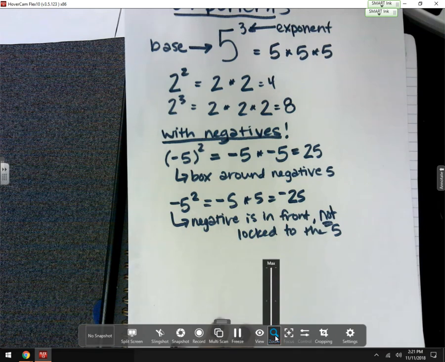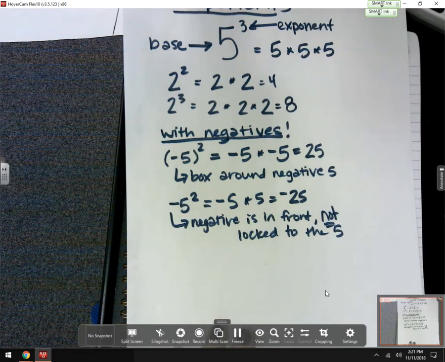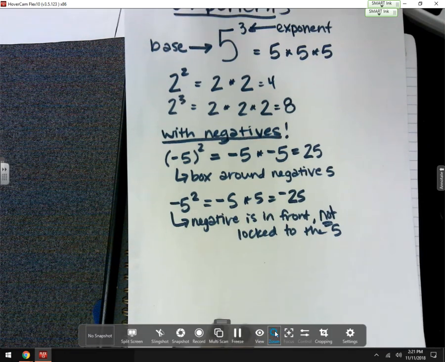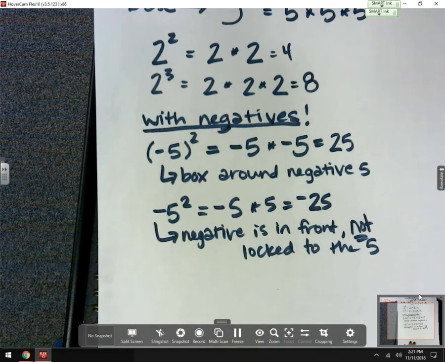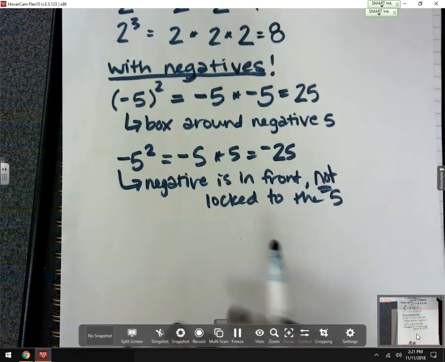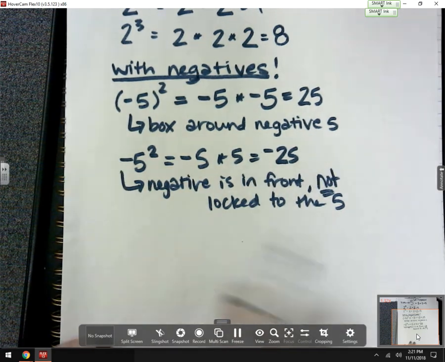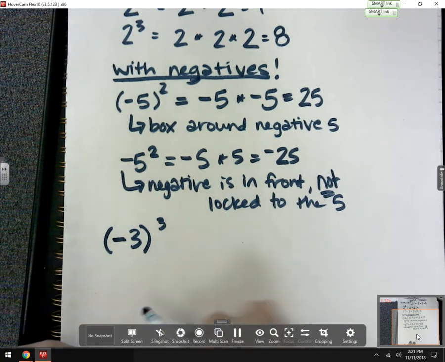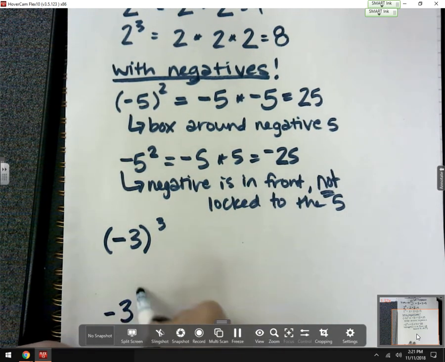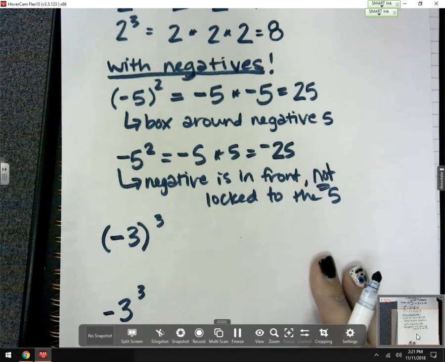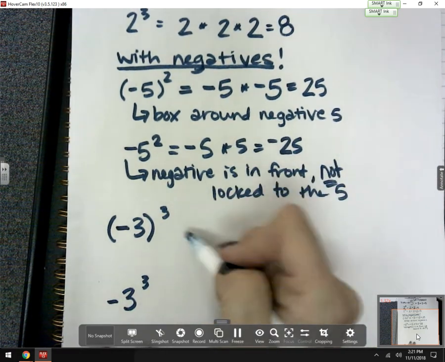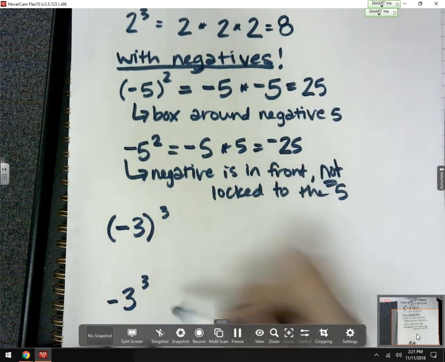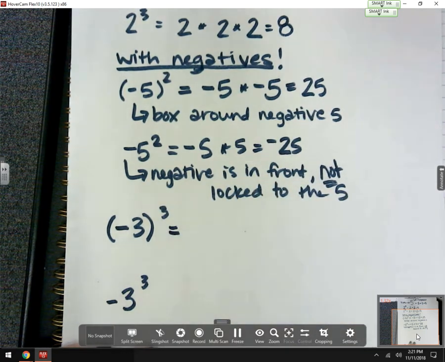Let me zoom a little bit, which you guys know works so well. There we go. Okay, so what I want you guys to do now is underneath it, we're going to write two examples. We're going to do a -3 in parentheses to the third power and then we're going to do a negative 3 to the third power. So I want you to pause this and see what you think should happen here. And then when you think you know what should happen, go ahead and push play, and we'll fill it in together.